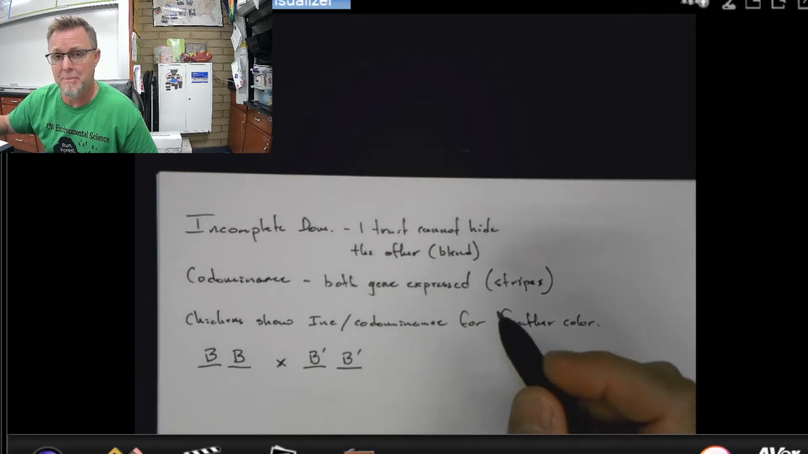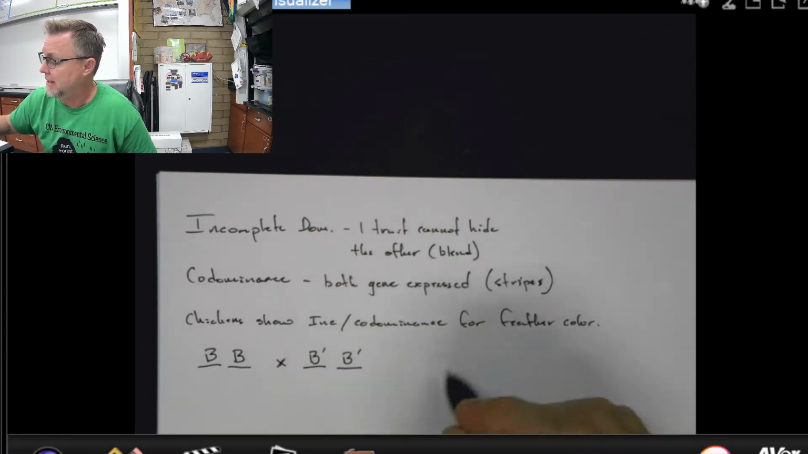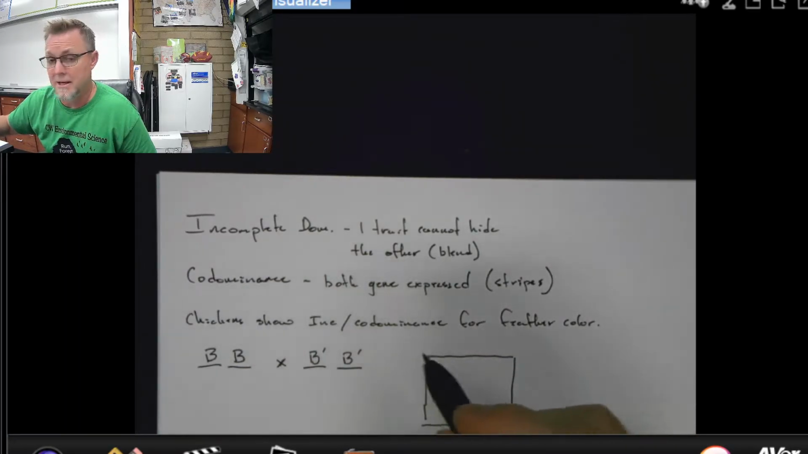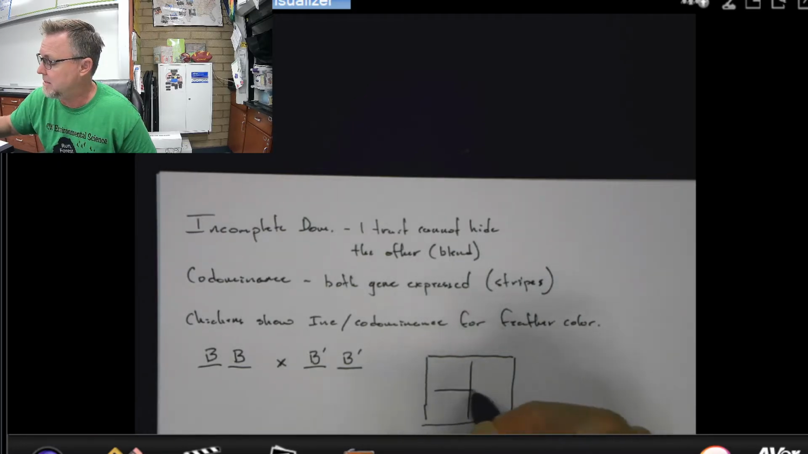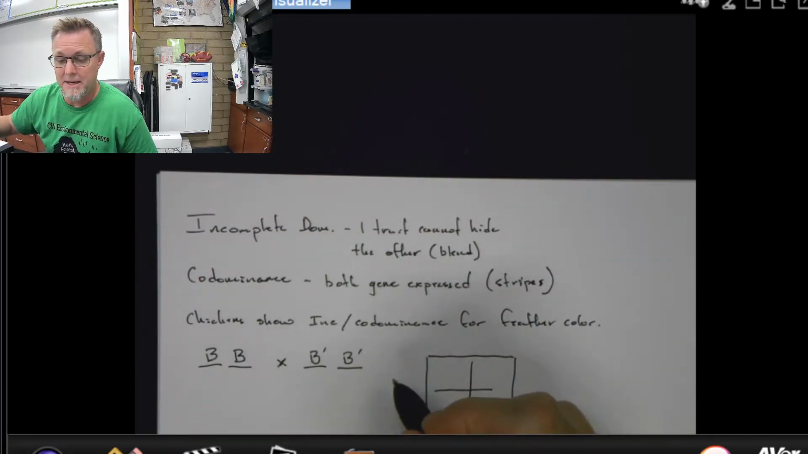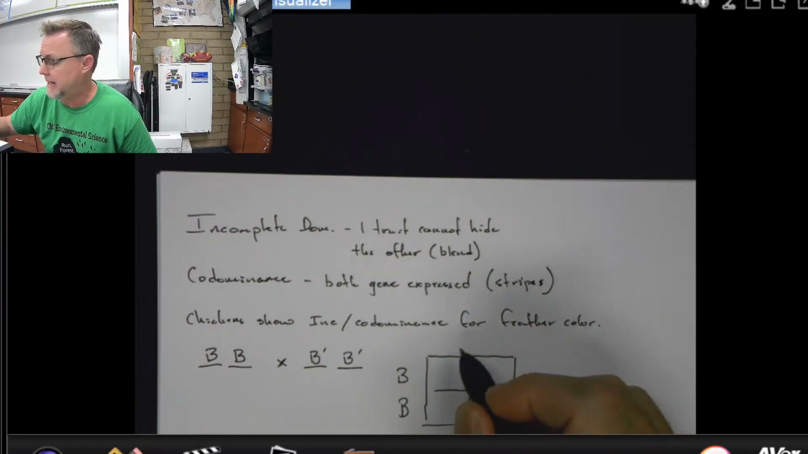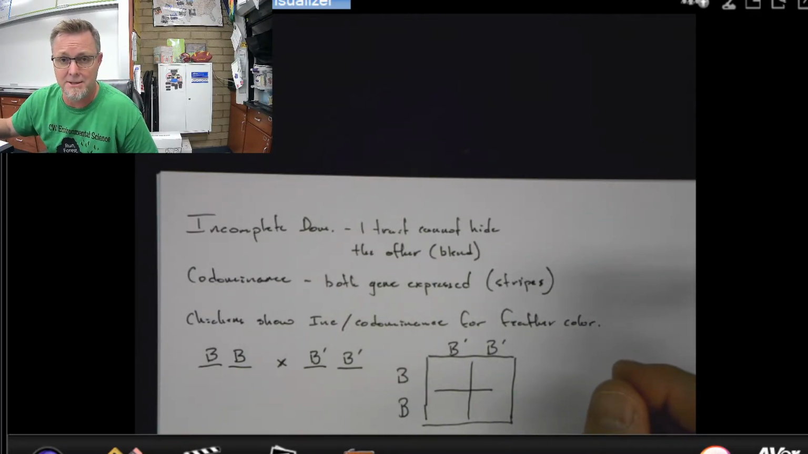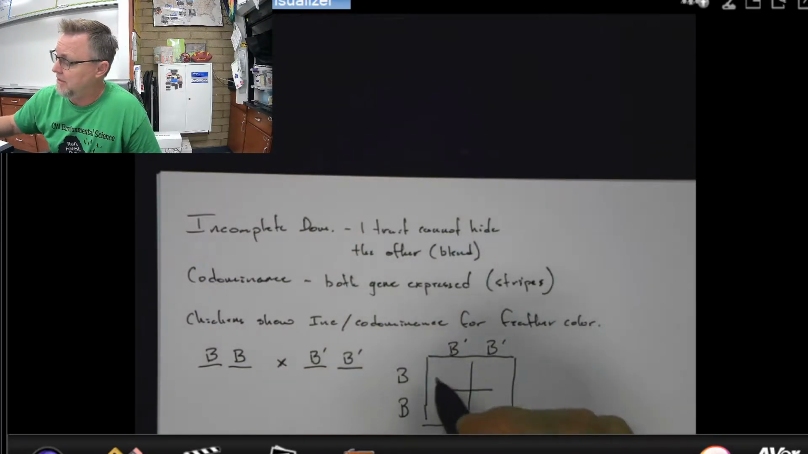We are going to use a Punnett square to do this cross, just like we learned in our past notes. So we take the parents, they go through meiosis, right? And we have the first parent with big B on the side, the second parent with big B prime across the top, okay? Then we fill in our boxes like so.